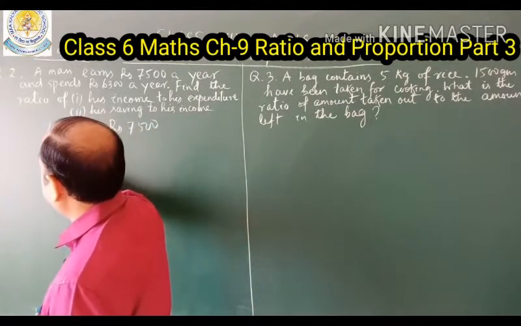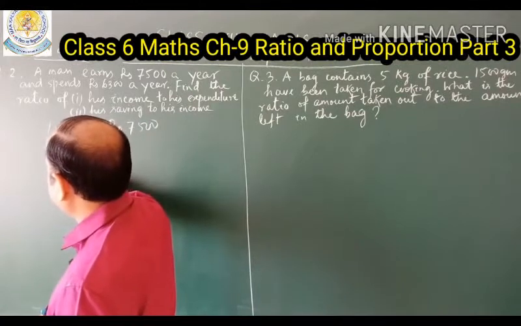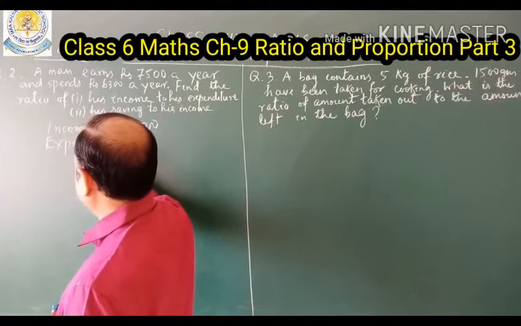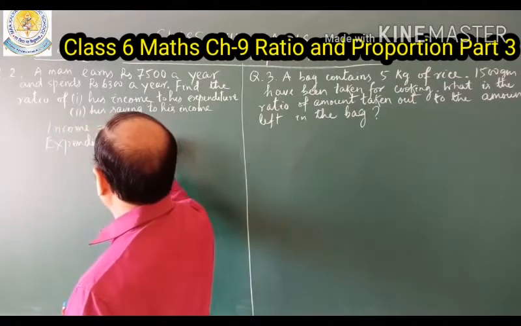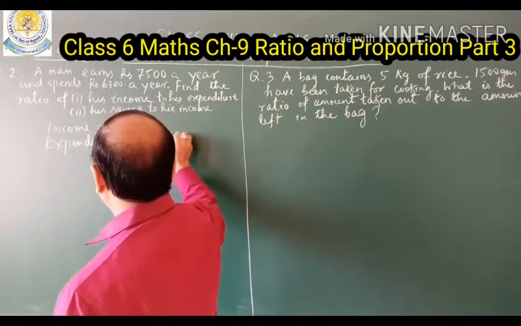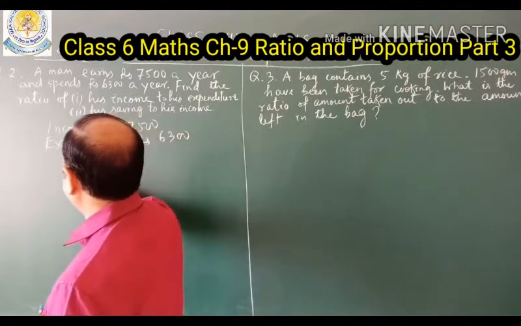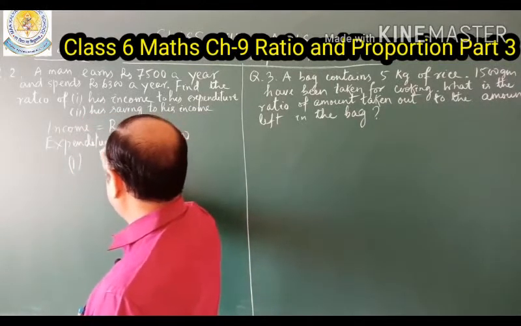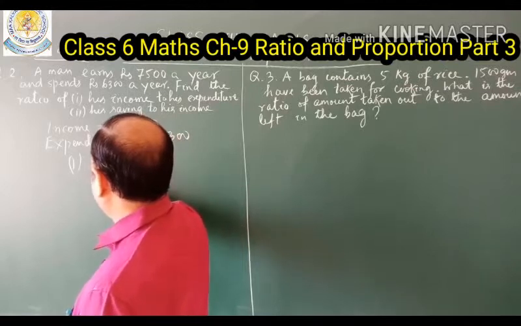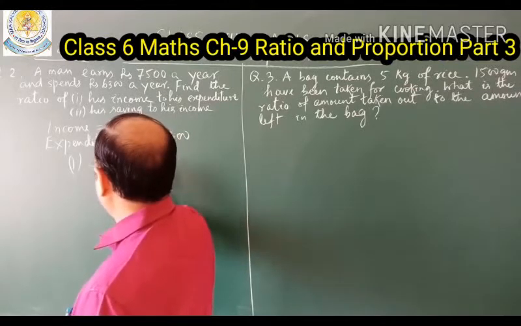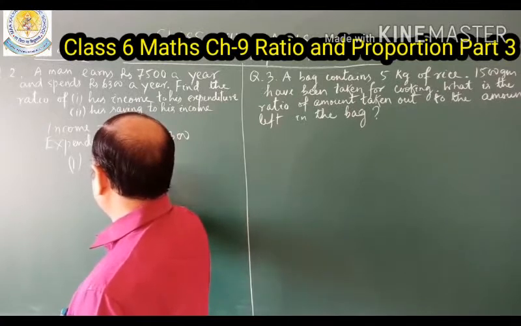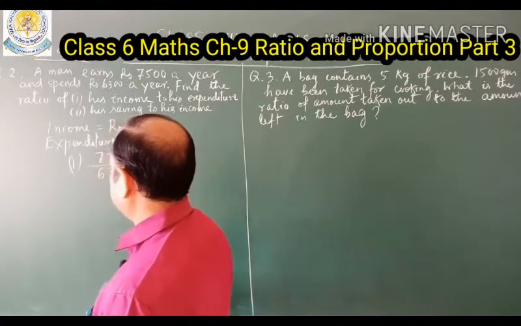Income is 7500 and expenditure is 6300 rupees. So what is the first question? The ratio of income to expenditure. So income is 7500 upon, and what is the expenditure? That is 6300. Both zeros cut here.